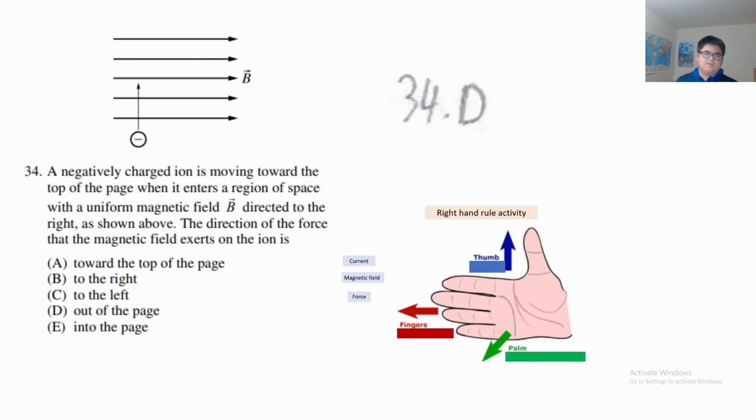Now, however, you also have to know that the ion is negatively charged. Since it is negatively charged, it basically means current is going downwards, because current is in the opposite direction of the movement of negatively charged particles. So you have to point your thumb downwards and your fingers to the right, and then your palm would point out of the page. So the answer is D.